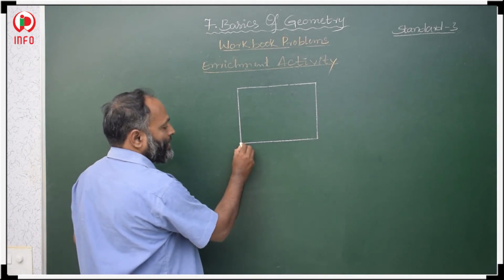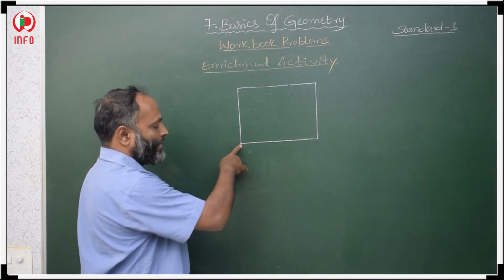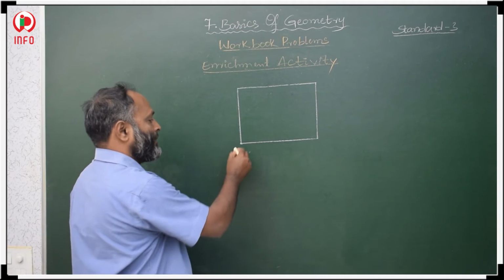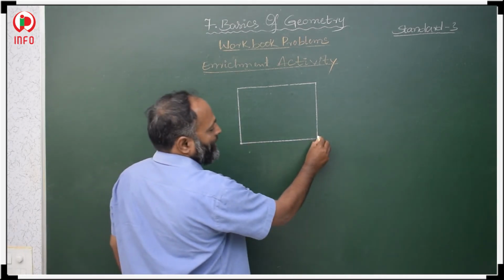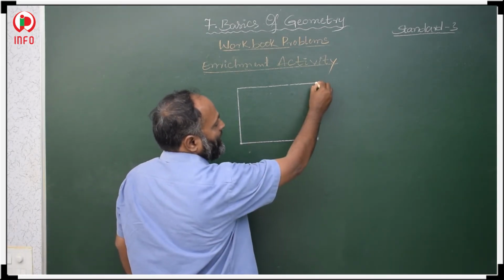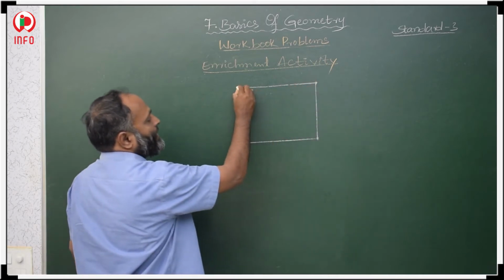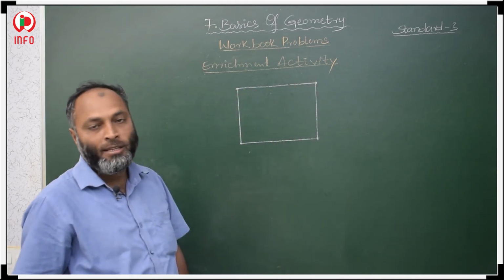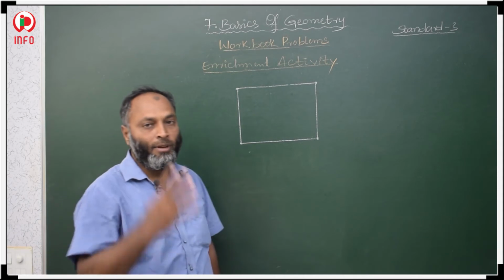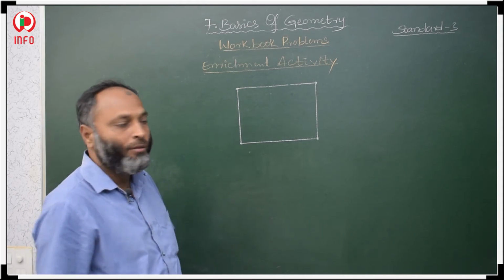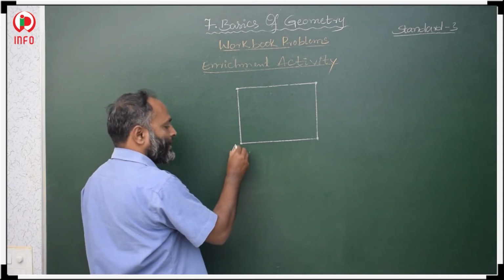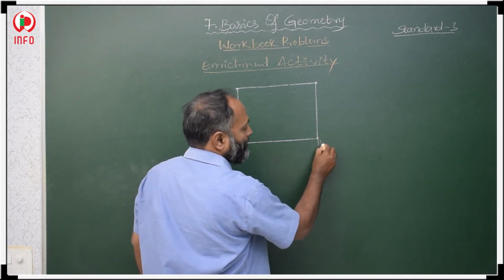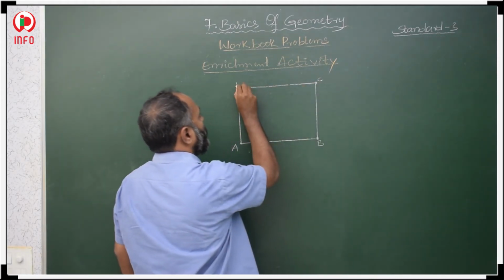First mark the vertices. These two are adjacent sides, and the intersection point of adjacent sides is a vertex. Total how many vertices do we have? We have 4 vertices. Note these as A, B, C and D.